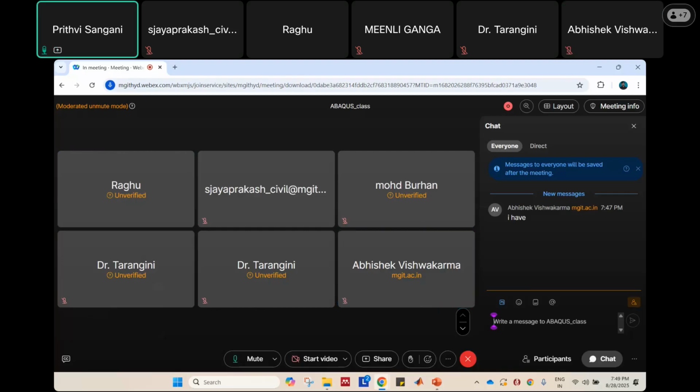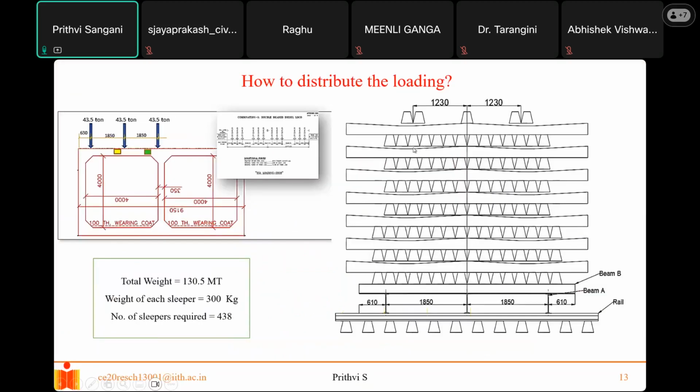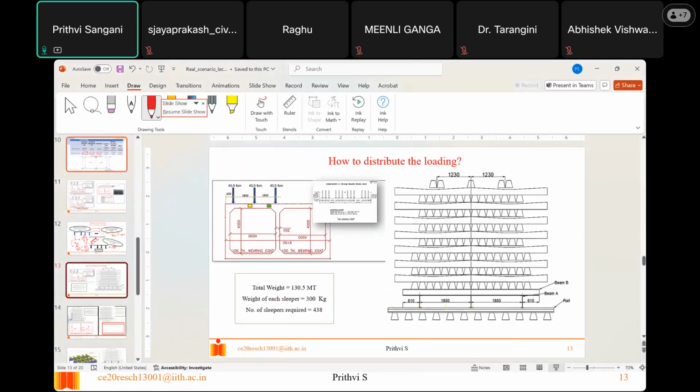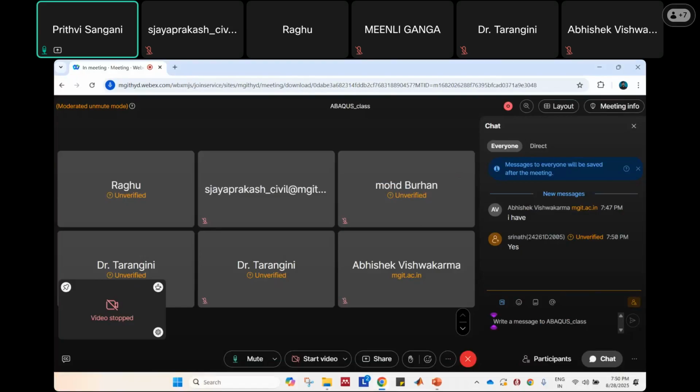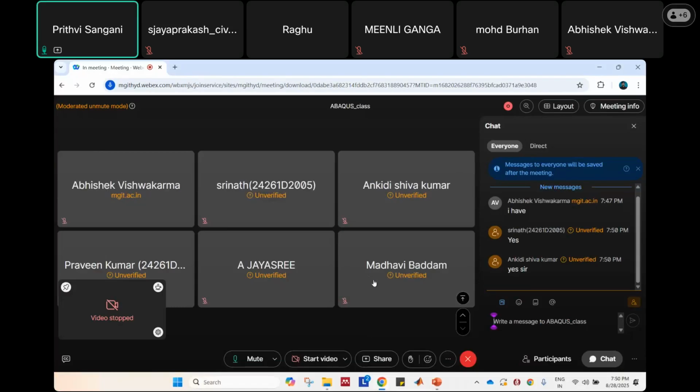Others? What about others? Did you install the software? Okay, fine. We'll go ahead with the presentation. Once we have obtained the load combinations, or where the load has to pass, one announcement. Please try to, okay, Srinath, you have installed the software. Others? So almost about 4 or 5 students have already installed.